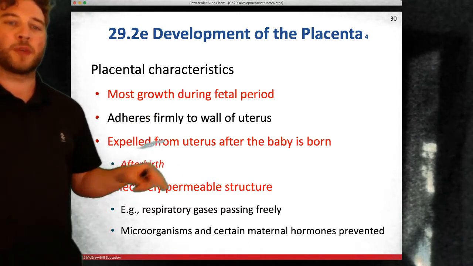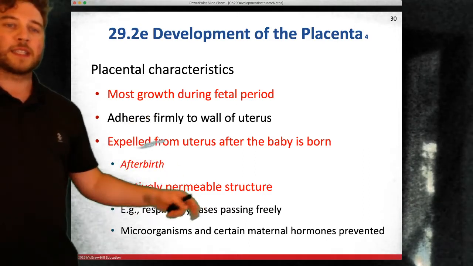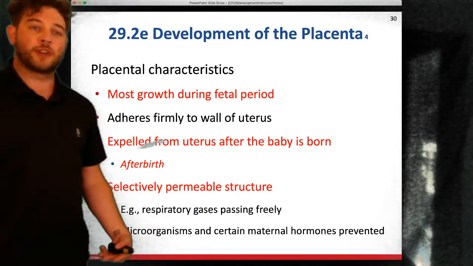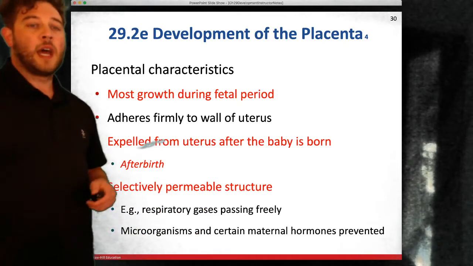It's a selectively permeable structure for respiratory gases, allowing them to pass freely. Microorganisms and certain maternal hormones are prevented though, because it is selective.